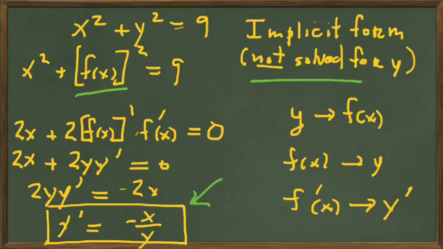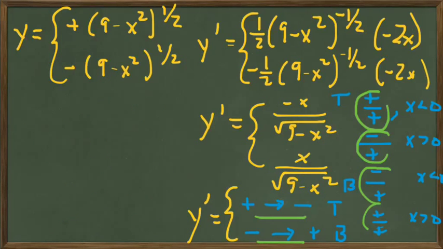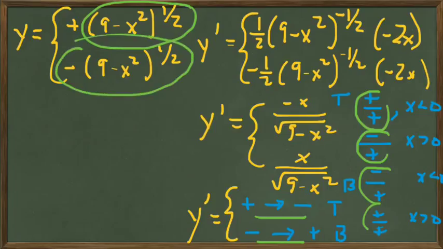So we got this result, which looks quite a bit different than the result we got before. Let's see that they are actually the same. So this is what we had before, these two expressions for y prime on the top and bottom half of the circle. But note that on the top half of the circle, y was the square root of 9 minus x squared, and on the bottom half of the circle, y was minus the square root of 9 minus x squared.